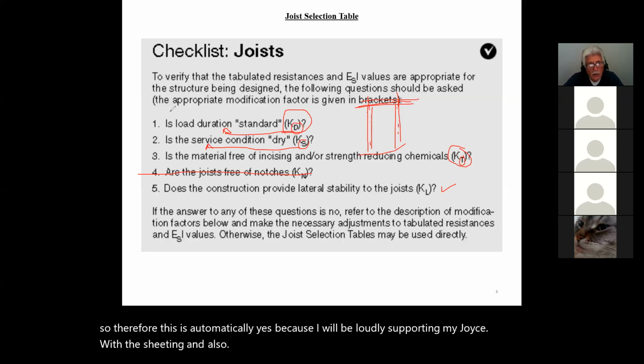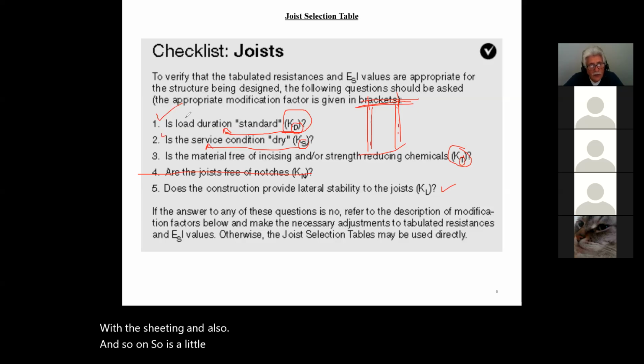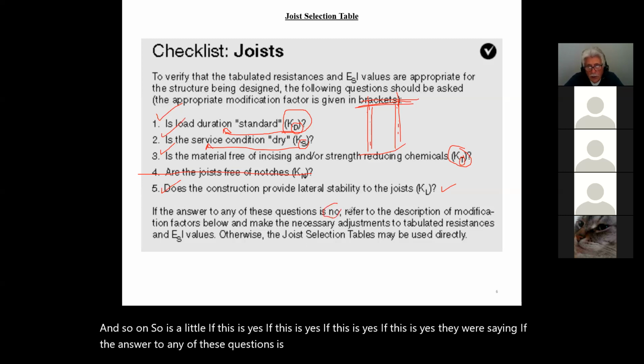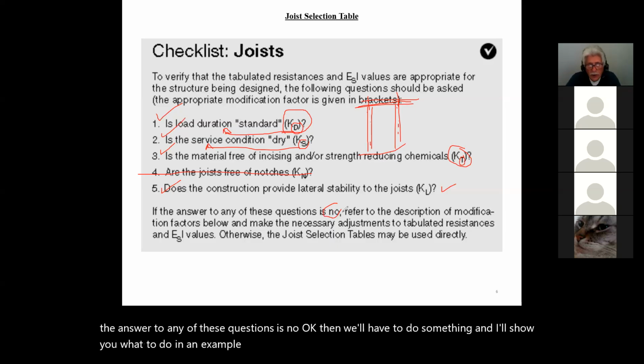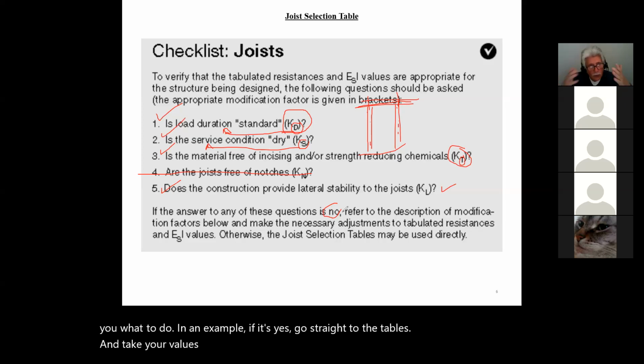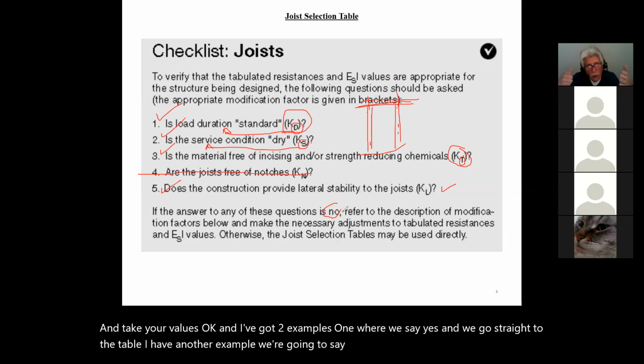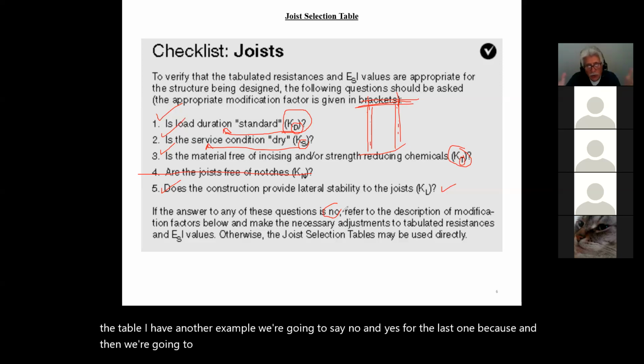So if this is yes, this is yes, this is yes, they're saying if the answer to any of these questions is no, then we'll have to do something, and I'll show you what to do in an example. If it's yes, go straight to the tables and take your values. I've got two examples. One where we say yes, yes, yes, yes, yes, and we go straight to the table. And another example where we say no, no, no, no, no, no, no, and yes for the last one, and then we have to do something, but I'll show you how simple it is to do that modification. So don't worry about it.